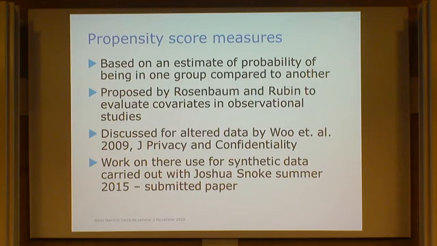The idea of propensity scores is based on an estimate of the probability of being in one group compared to another. Probably most of you are familiar with the fact that it was devised by Rosenbaum and Rubin, and the idea there was to evaluate covariates in an observational study. So rather than doing adjustment for each individual covariate, you would do adjustment for the propensity score, which was supposed to incorporate all the differences between the two.